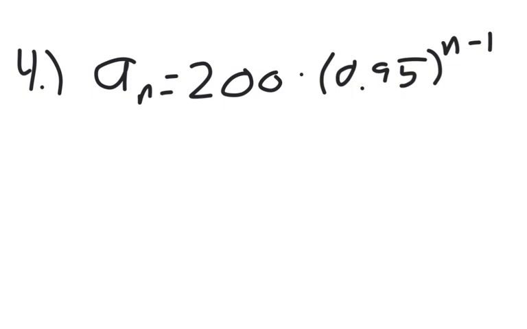Again, it makes sense because my common ratio is less than 1. So what happens when this number is less than 1? It's going to be a decrease. It's going to be an exponential decay problem.